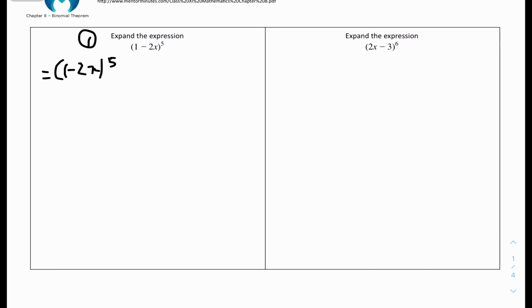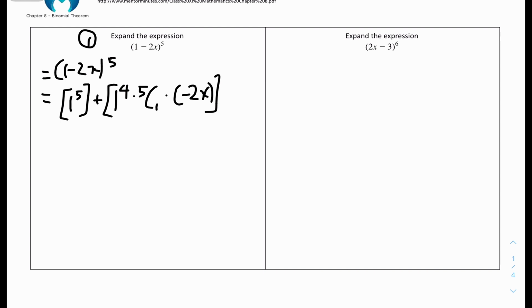So remember, to expand a binomial, you have to start from the first term. The first term will be 1 to the power 5, which is just 1. Second term, 1 to the power 4 times 5c1 times minus 2x.